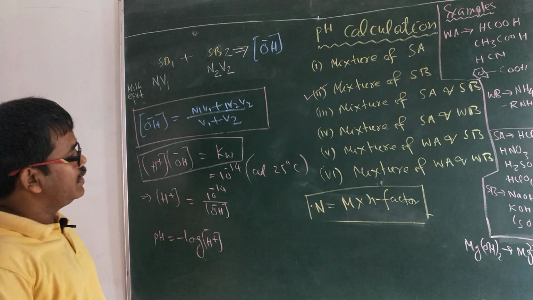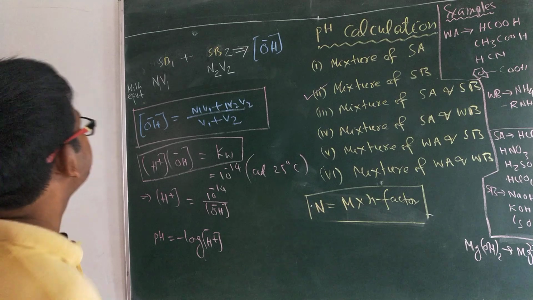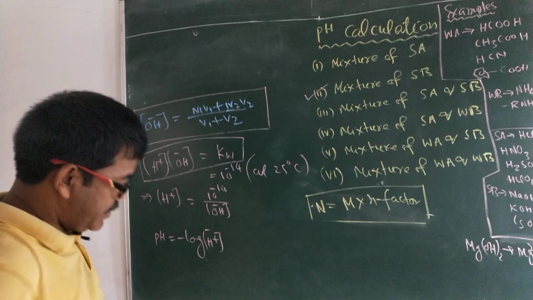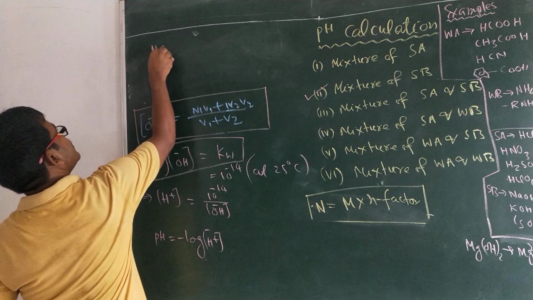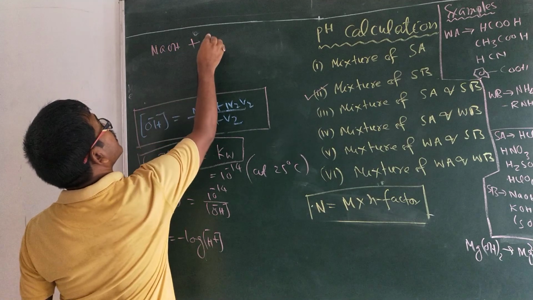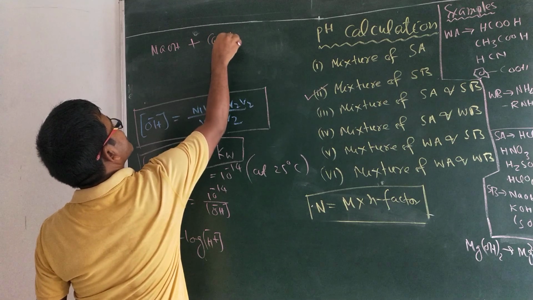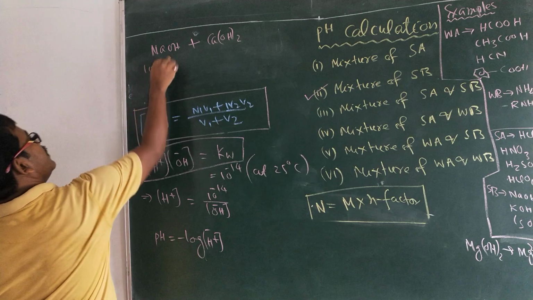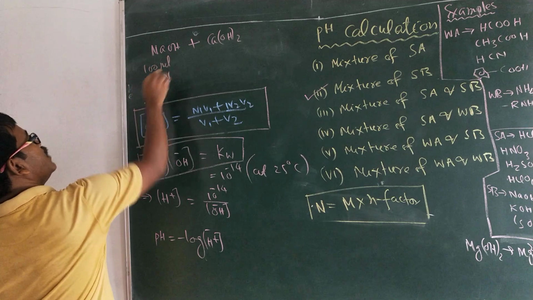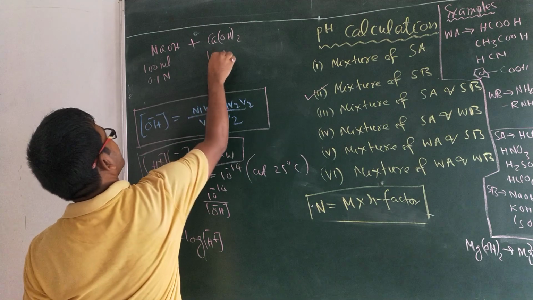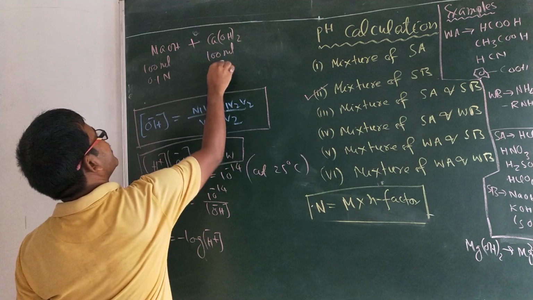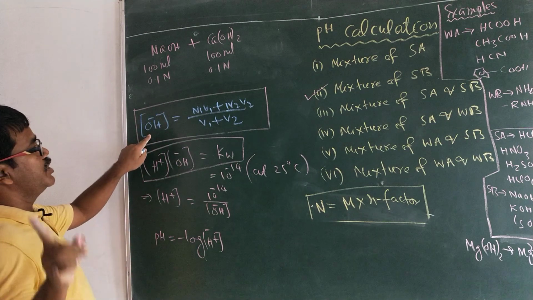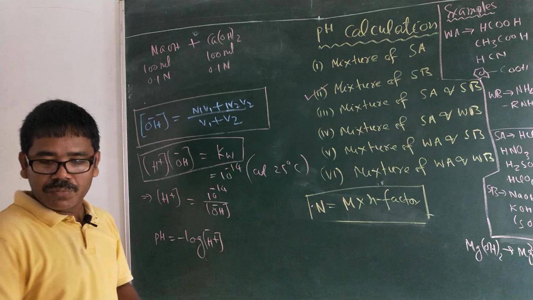I can take an example. Suppose sodium hydroxide is mixed with calcium hydroxide. Suppose this is 100 ml, 0.1 normality. This is also 100 ml, also 0.1 normality. The resulting solution must be basic. Therefore, the OH minus concentration is (N1V1 plus N2V2) by (V1 plus V2).